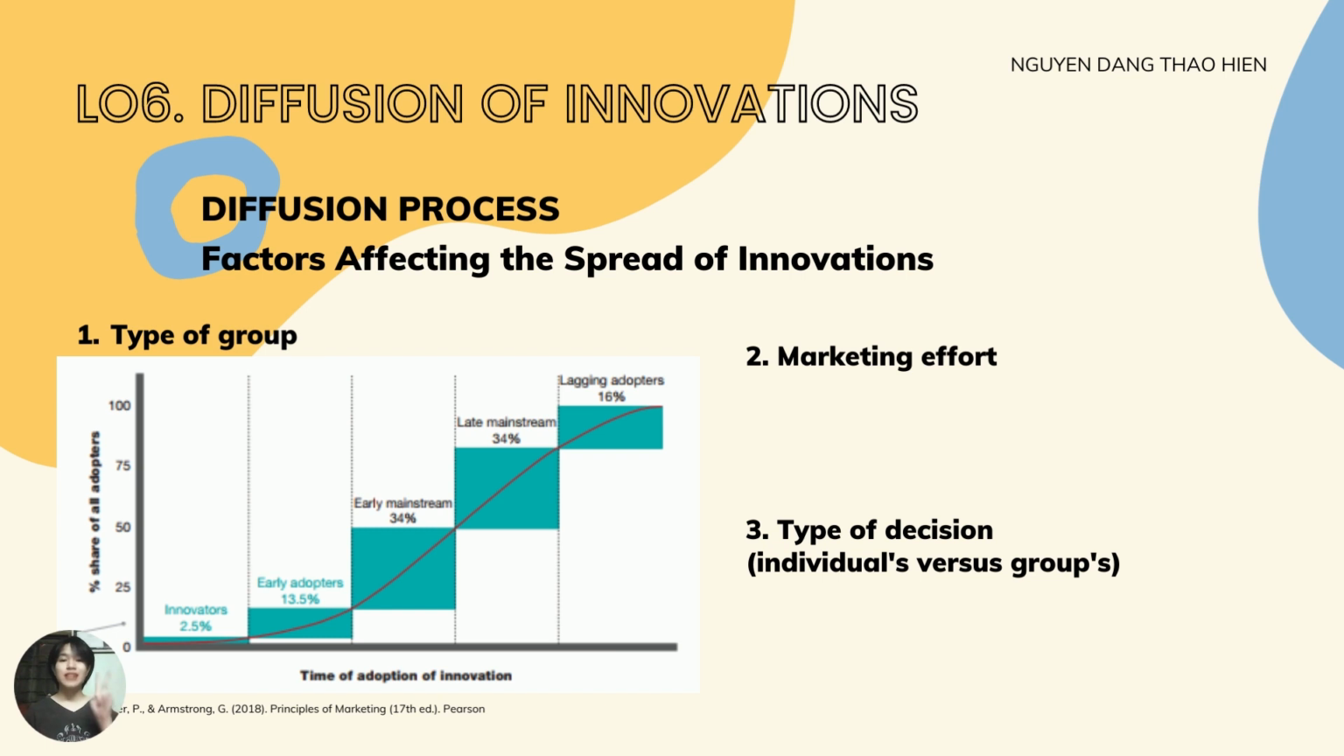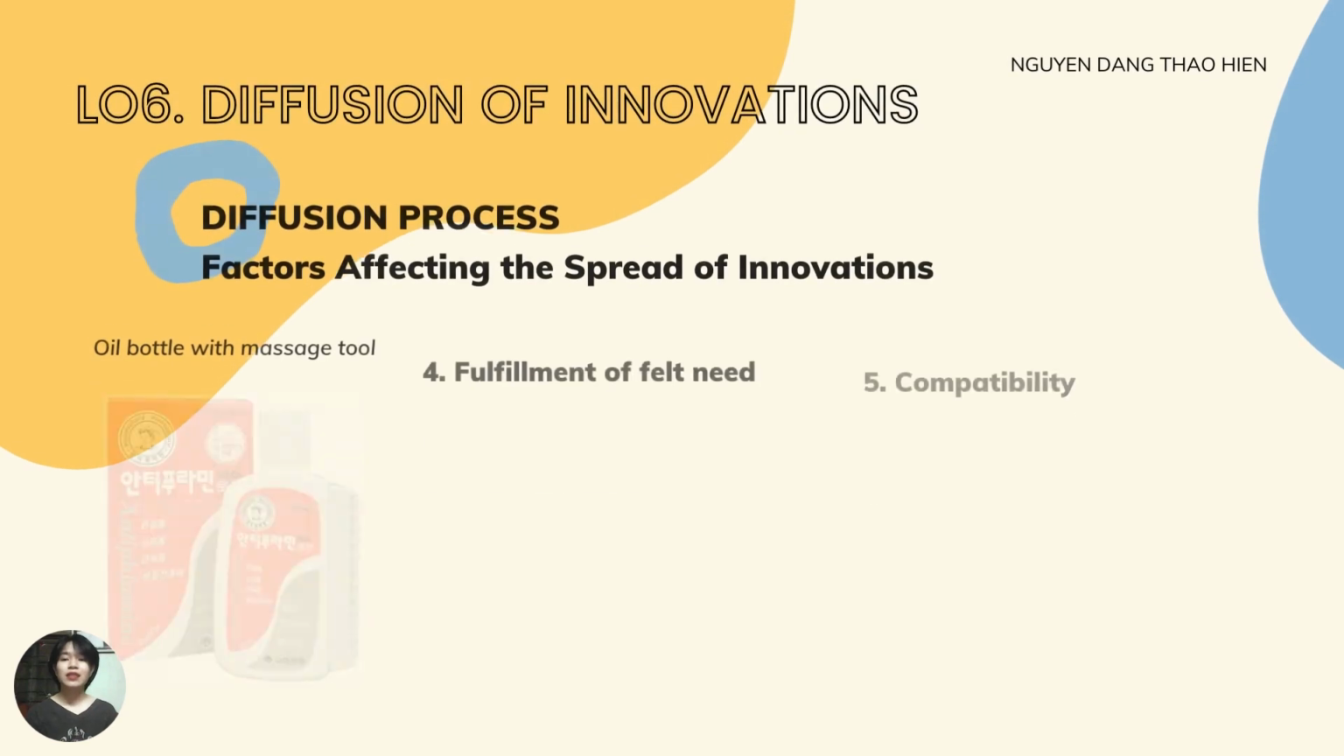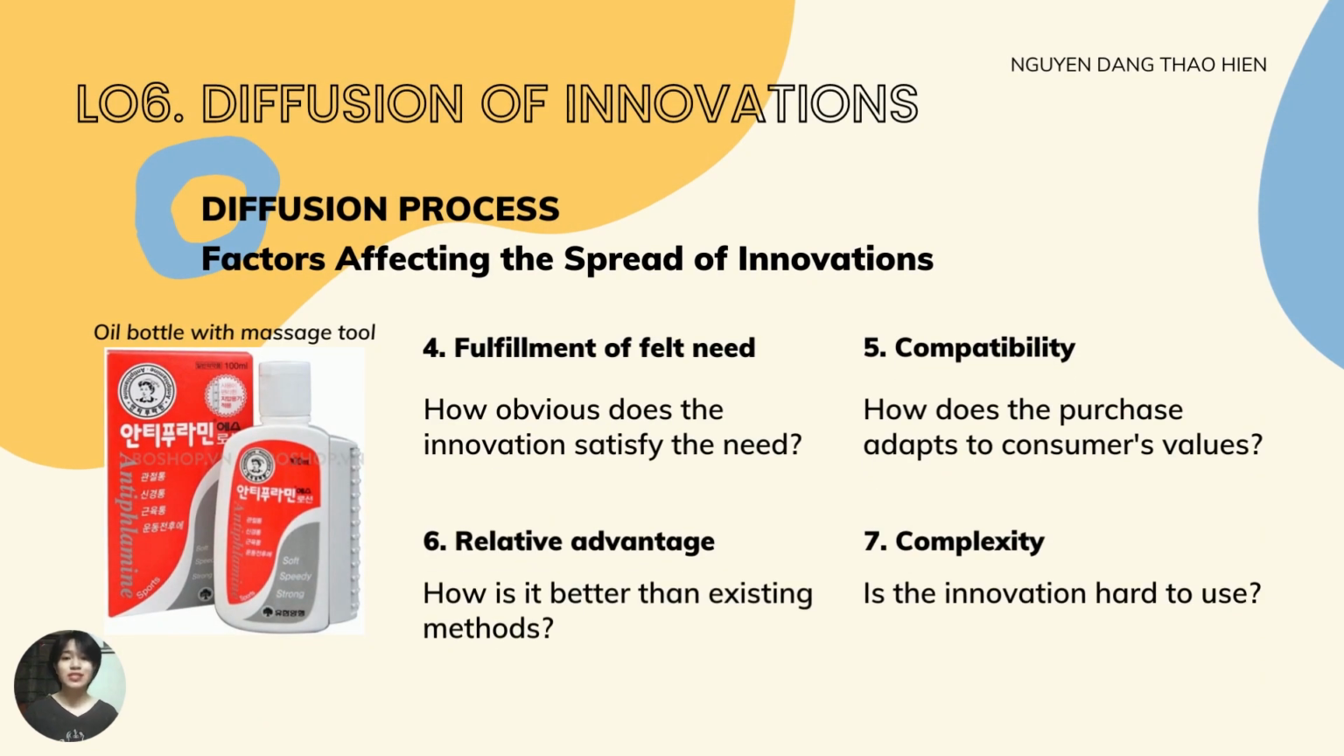This leads to the second factor, marketing effort. It often targets the group that adopts easily, and usually the young. And the third factor is the type of decision. If there are many people involved in the purchase decision, diffusion will be slow. The next factors are the characteristics of innovations.